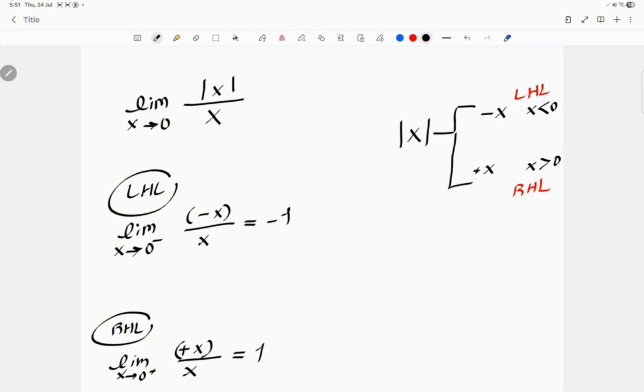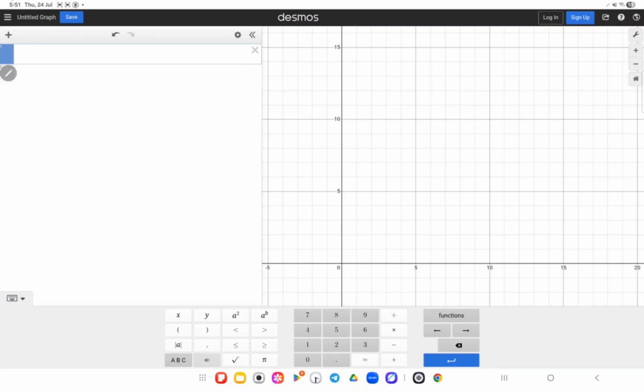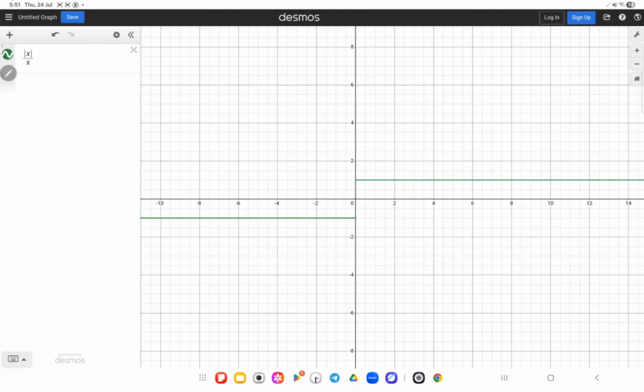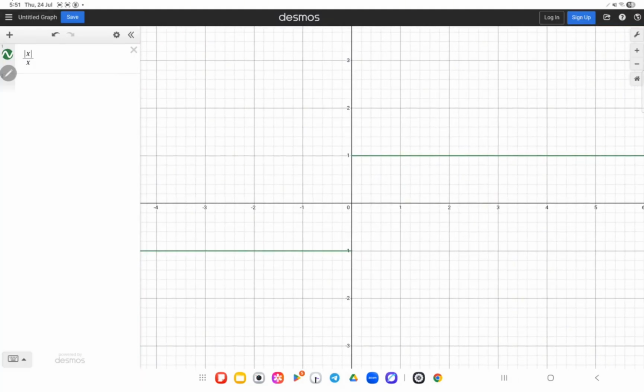Let's see what that would look like in a graph form. So we're going to write absolute value of x over x. Look at the graph. What do you think of it? Do you see a jump in the graph? They're opposite of each other. Look, it seems the graph was going this way and then jumped. Yes. This is what we call a jump discontinuity. They jump at what x value?